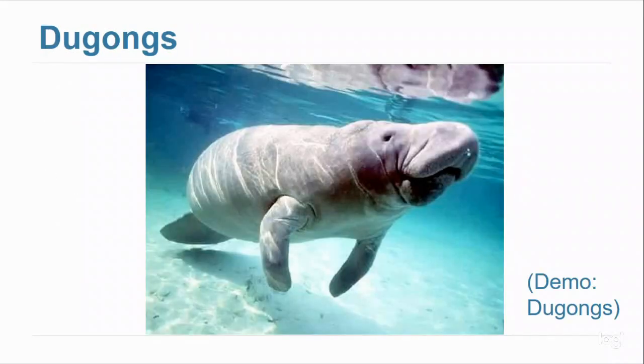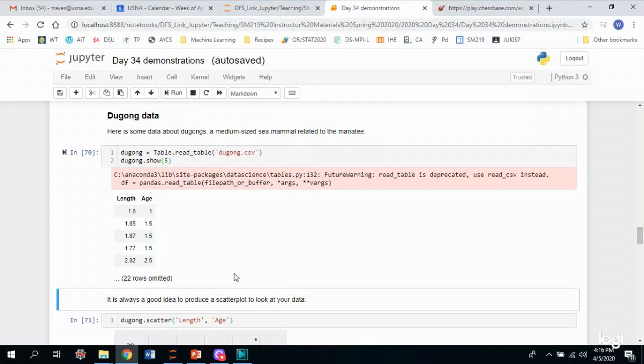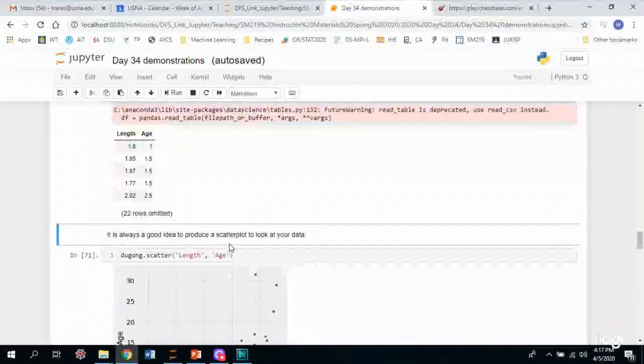We'll look at data about dugongs. Dugongs are this adorable marine mammal pictured here. They're a relative of the manatee. Here's some data about dugongs. And if you look, we've got length of the mammal, and we've also got its age. And we're hoping to use the measurement of length in order to estimate the age of the animal.